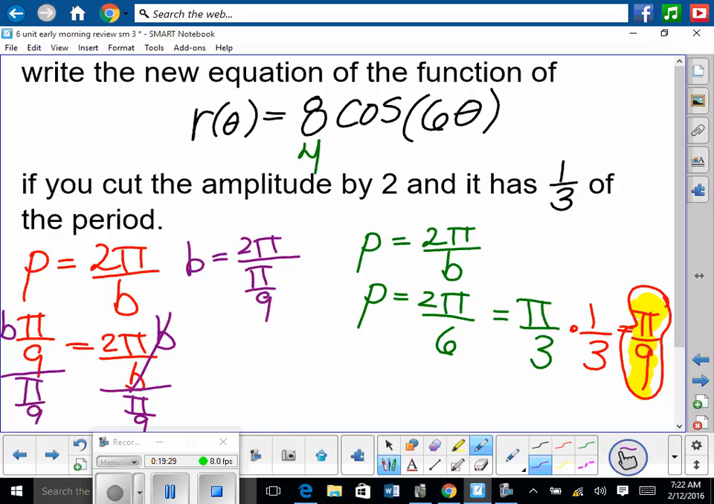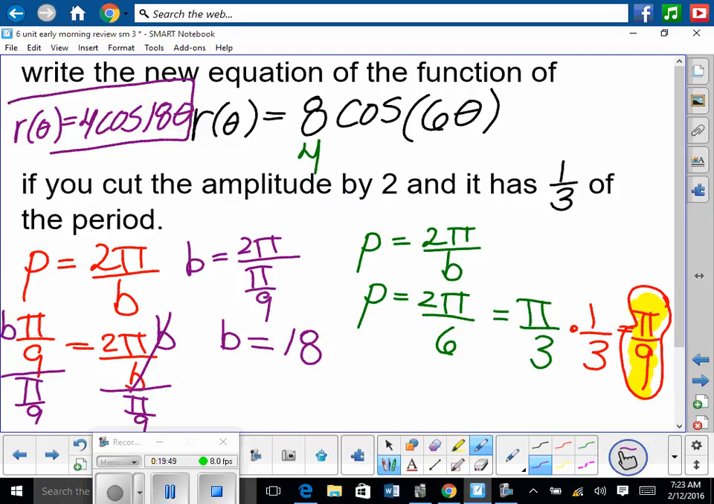The pi's will divide out. Can I just skip that step of writing it out? So the pi's will divide out. 2 times 9 is 18, right? Okay, so our final rewriting this will be r of theta is equal to 4 cosine of 18 theta. Because that new number of cycles, that new b value is 18. So that one took a little bit more thinking. Questions on how to do that?